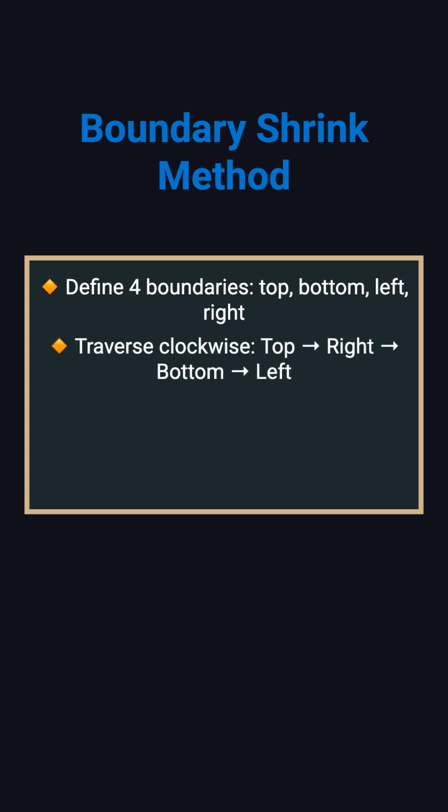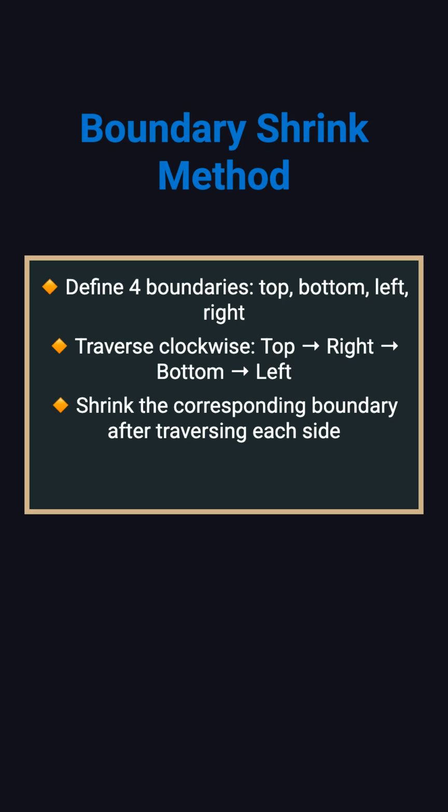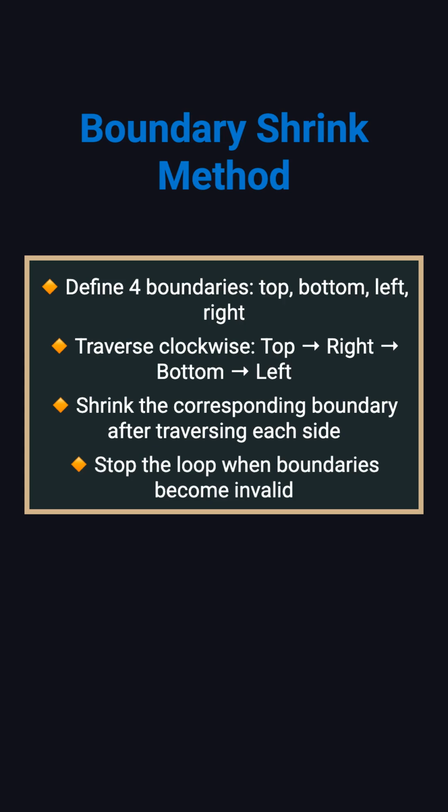The best way to solve this problem is the boundary shrink method. We keep track of four boundaries: top, bottom, left, and right. Each round, we walk in a clockwise direction, first along the top row, then the right column, then the bottom row, and finally, the left column. After finishing each side, we shrink that boundary inward. We repeat this process until all elements have been visited.